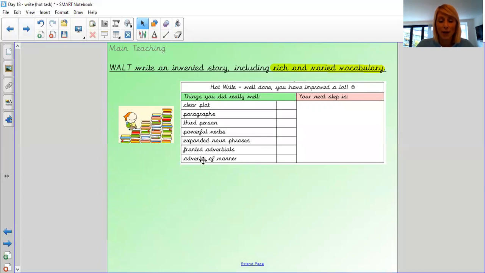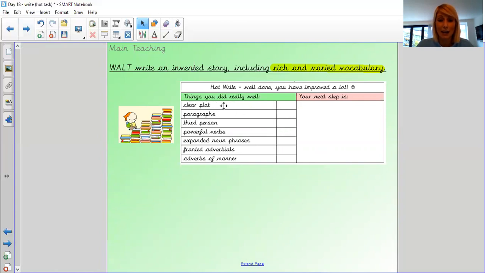Okay, so let's look back at our steps to success for today. These are the things we want to see in your writing, okay? So our role is to write an inventive story, including rich and varied vocabulary. So you need to be really careful with your vocabulary choices today and try to make them the best that you can possibly do, okay?